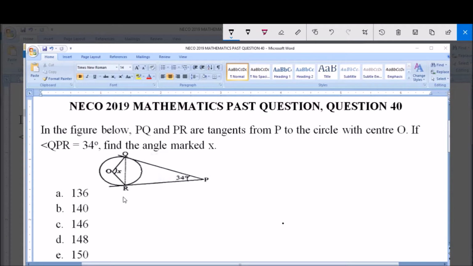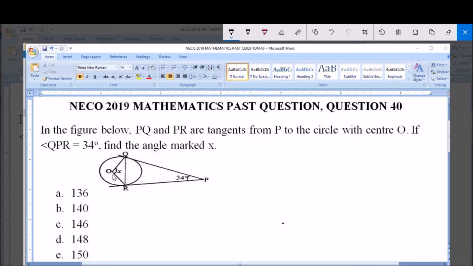Now O here is the center of the circle, and line OR and line OQ are the radius of the circle. And we know that wherever the radius of a circle meets a tangent, the angle formed is always a right angle. That is, the radius of a circle is always perpendicular to the tangent.